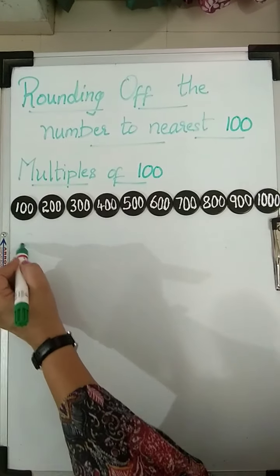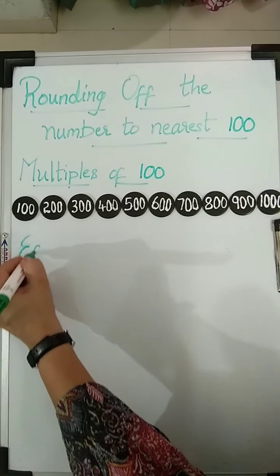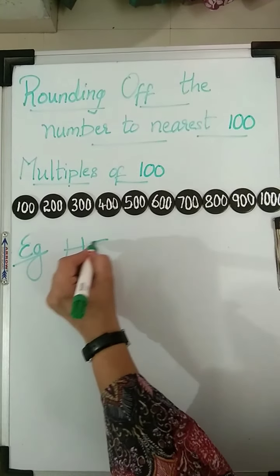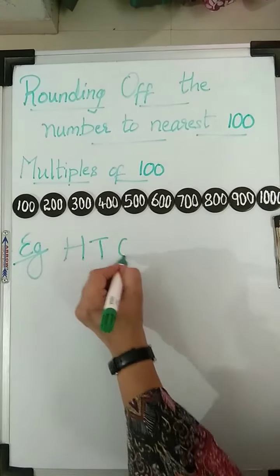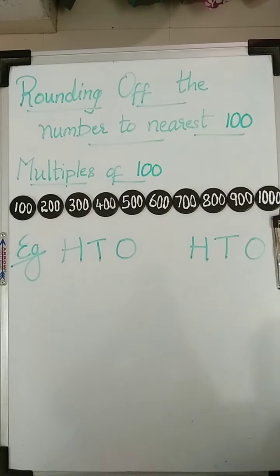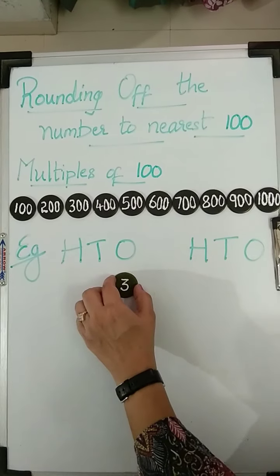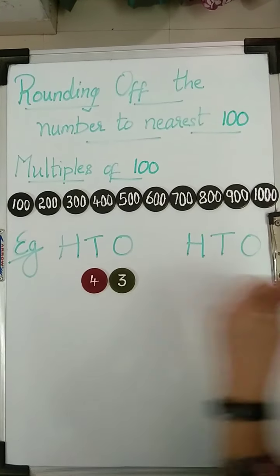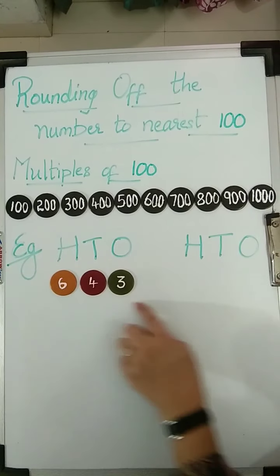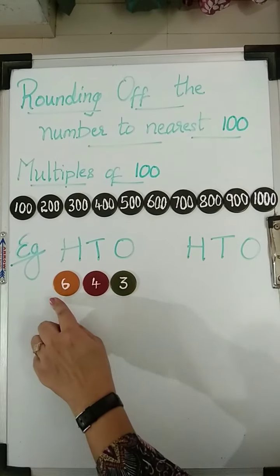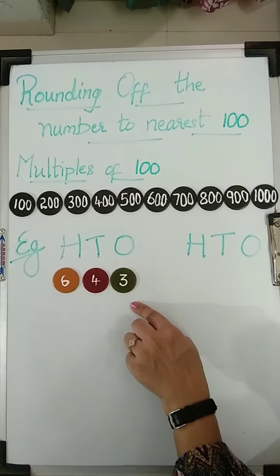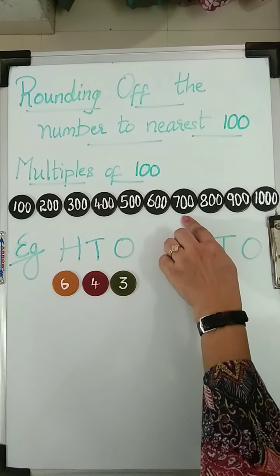Now let us take an example to understand how to round off the number to the nearest hundreds. So we are taking a 3-digit number, so we'll have hundreds, tens and ones place. Now I'm going to put some digits over here. So let us take a 3 in the ones place, a 4 in the tens place and a 6 in the hundreds place. So can you read the number that is formed? Yeah, the number is 643. So now check where does this number lie, between which two hundreds. So that is 600 and 700.